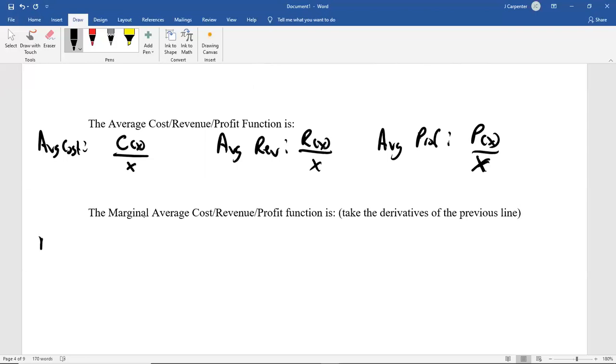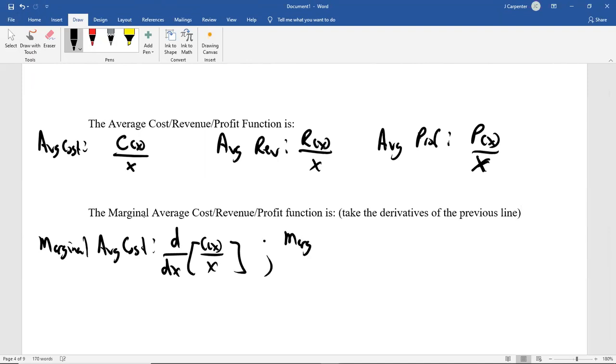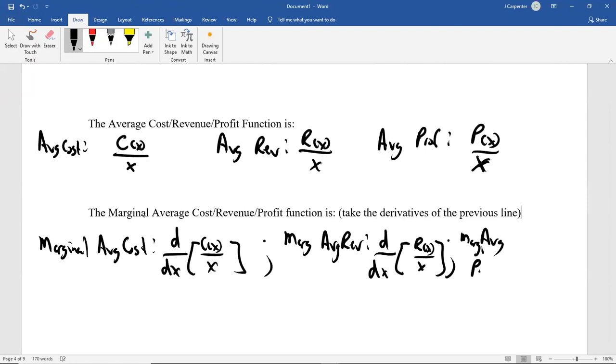So your marginal average cost is d dx, the derivative of the average cost. Or your marginal average revenue is the derivative of the average revenue. Or your marginal average profit would be d dx of the profit function divided by x. Again, you just take the average functions and do the derivative.